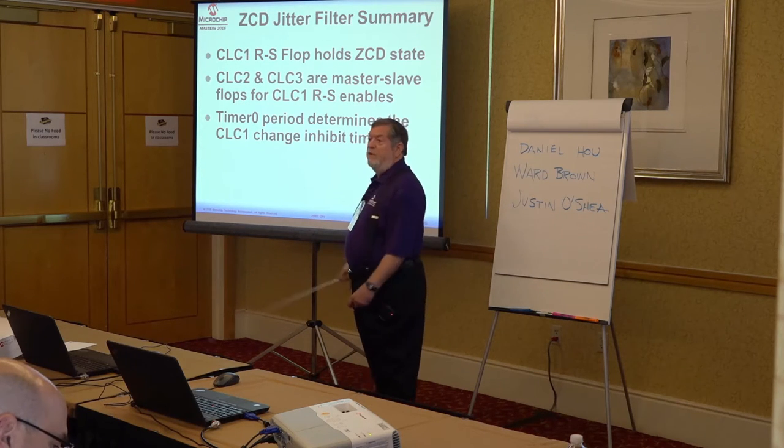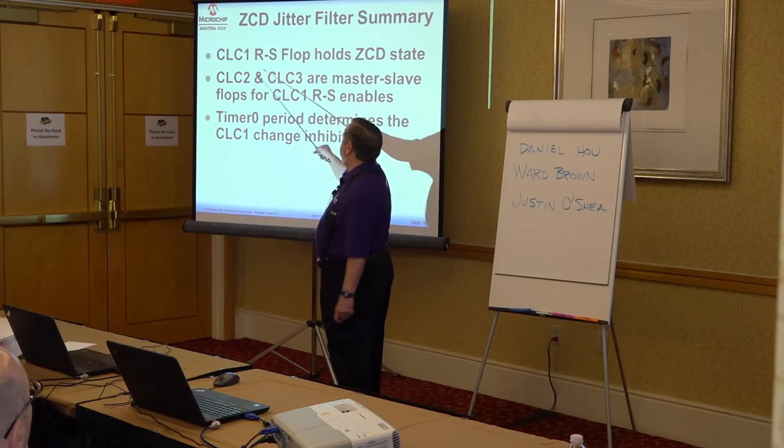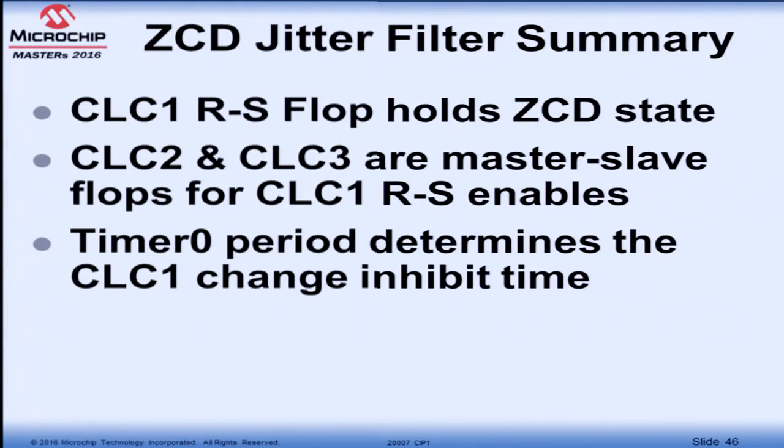So any questions about any of that? So what we have here is a CLC one, RS flip-flop holds a ZCD state, CLC two and three are the master slave configuration for the jitter timer, and timer zero determines the period.